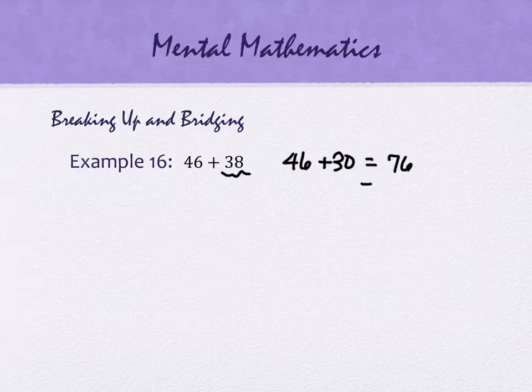76. And then you add the 8 to it after that. 76 plus 8 is 84. So you're just adding it sort of one digit at a time is almost what it feels like. It's not exactly true, but it's sort of the idea. You're adding it one place digit at a time.